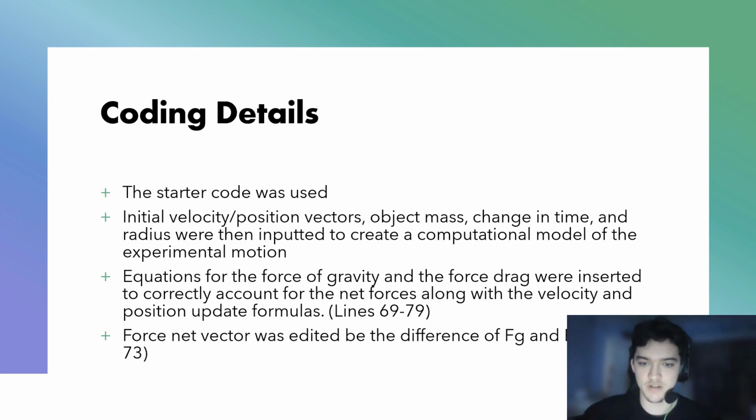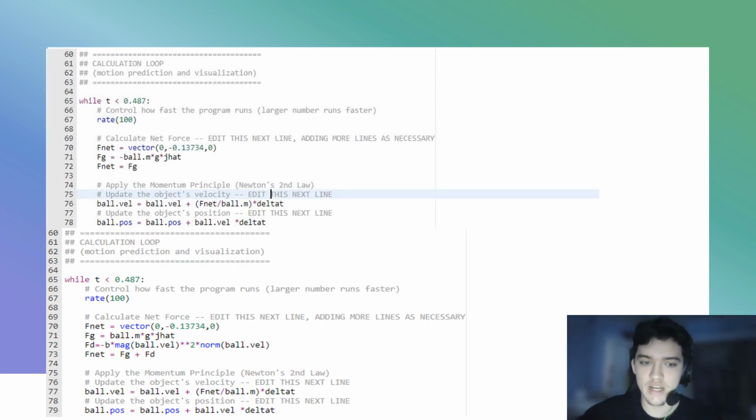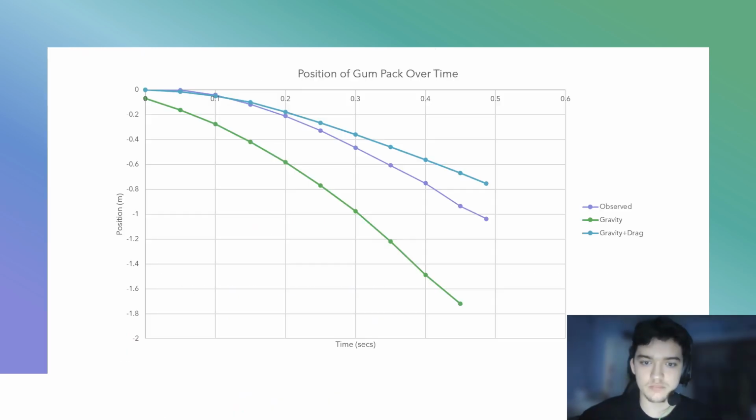Initial velocity and position vectors, object mass, change in time, and radius of the object were inputted into the GlowScript code. Equations for the force of gravity and the force drag were inserted to correctly account for the net forces, along with the velocity and position update formulas in lines 69 through 79, and the net force vector was edited to be the difference of Fg and Fd, as seen in this slide. Here's the code that I edited, including the equations and the initial conditions.